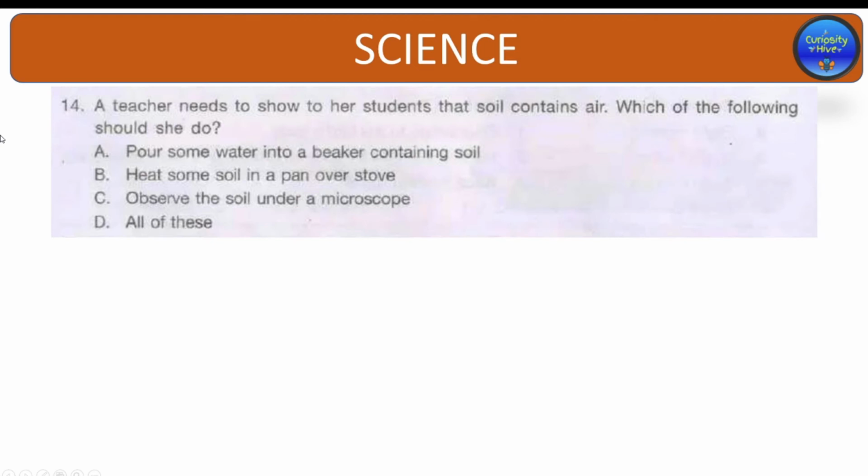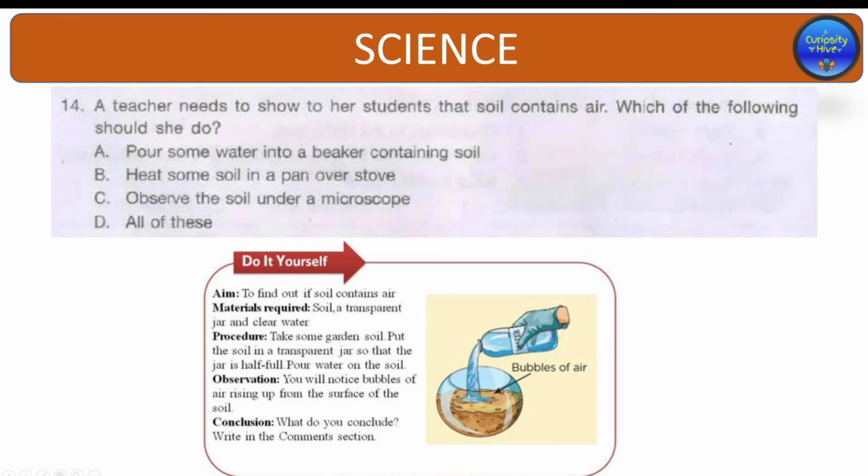Next question. A teacher needs to show to her students that soil contains air. Which of the following should she do? Well, I hope you've got the answer. If not, let's look at the concept. Now there is an experiment where you put soil in a transparent jar and fill it with water, and you will notice that bubbles of air are rising up at the surface of soil, indicating that the soil has air because that is what forms the bubbles. So your answer is option A, which says pour some water into a beaker containing soil.